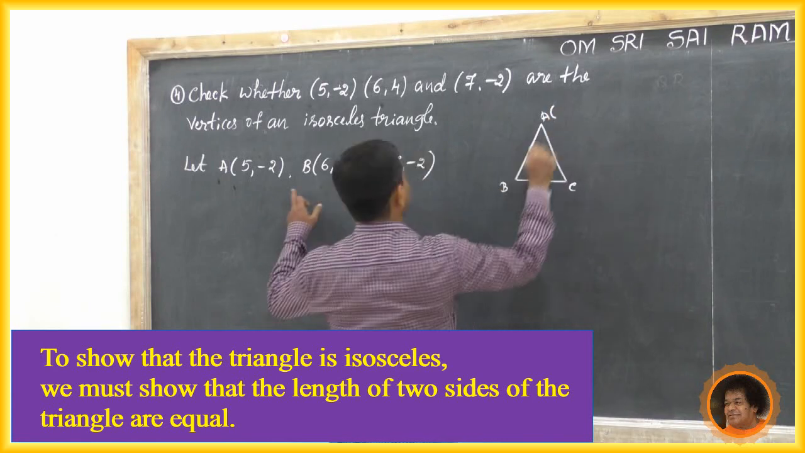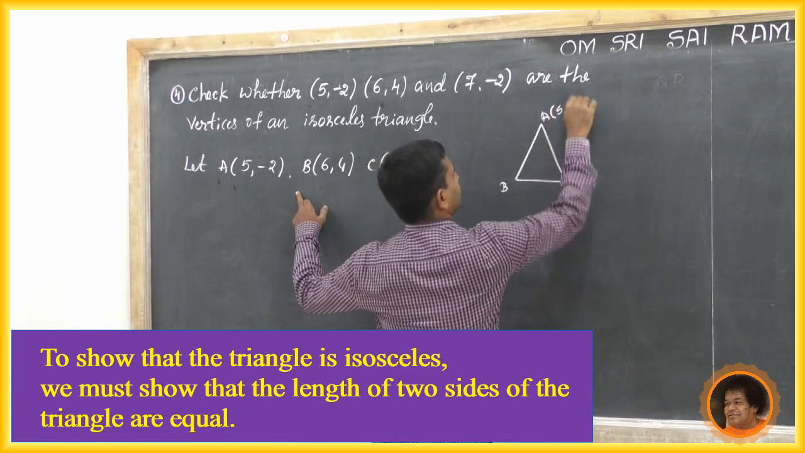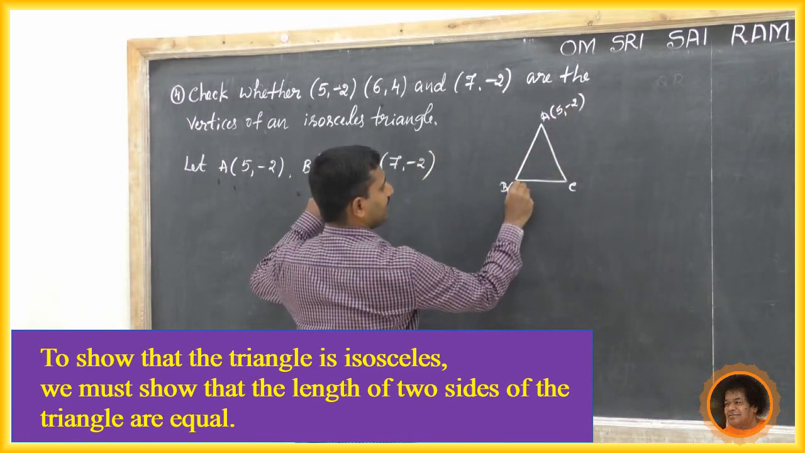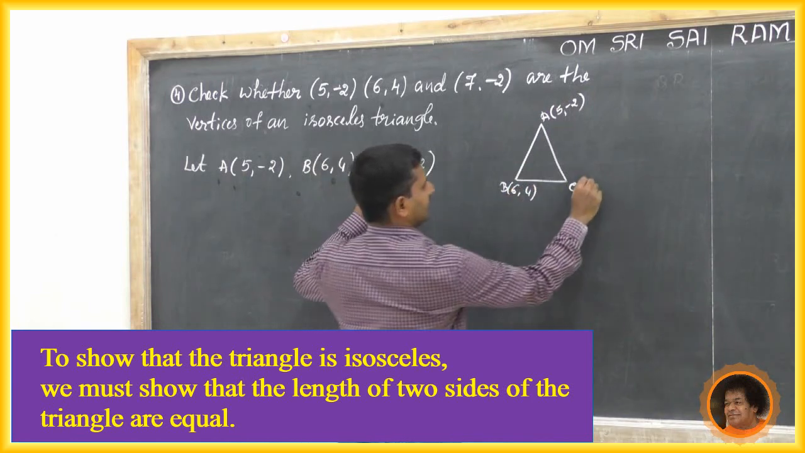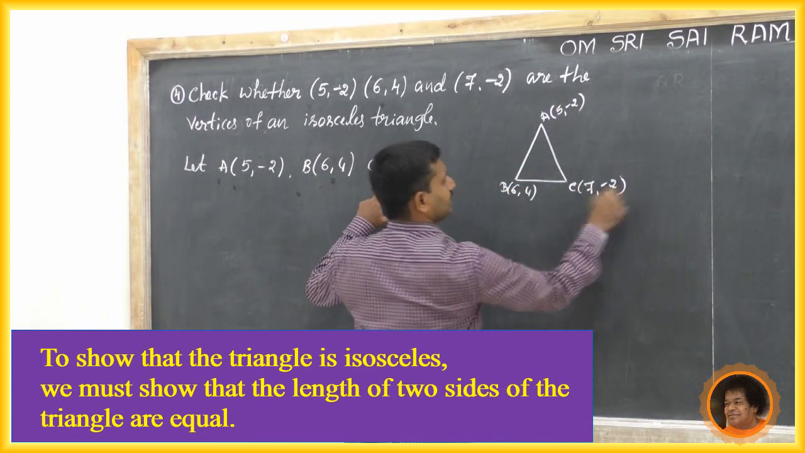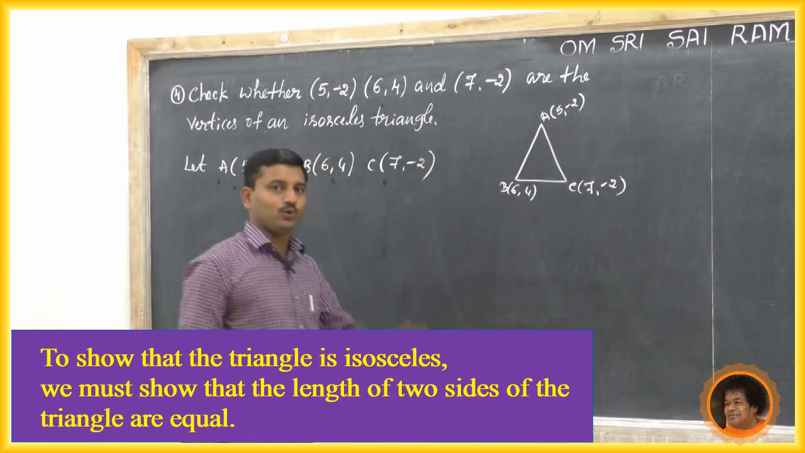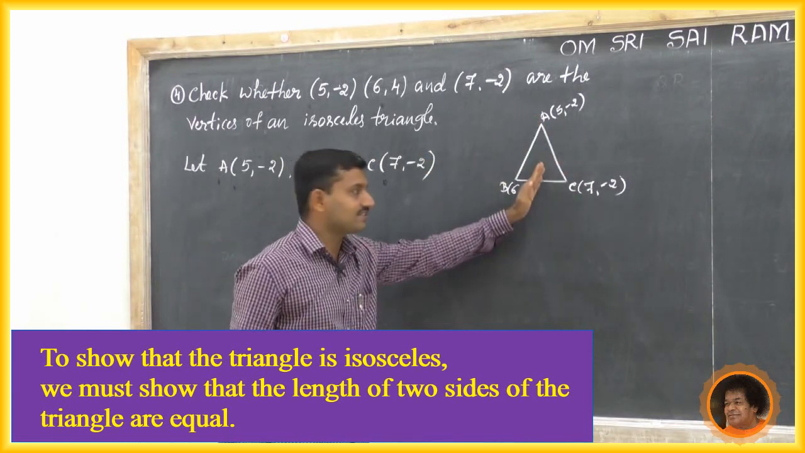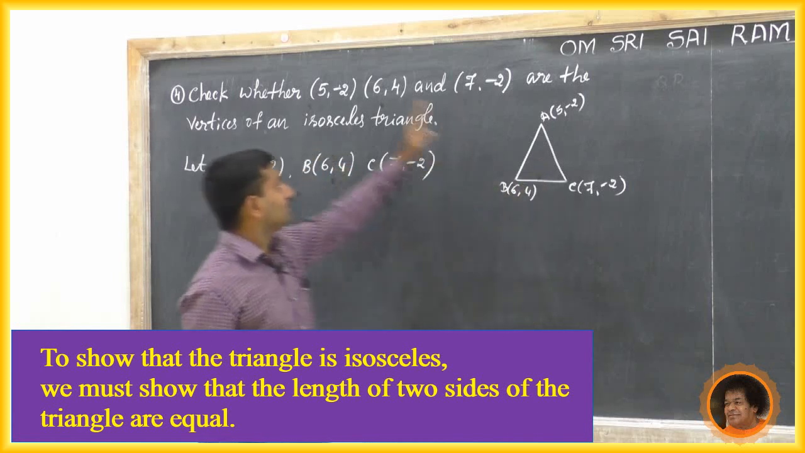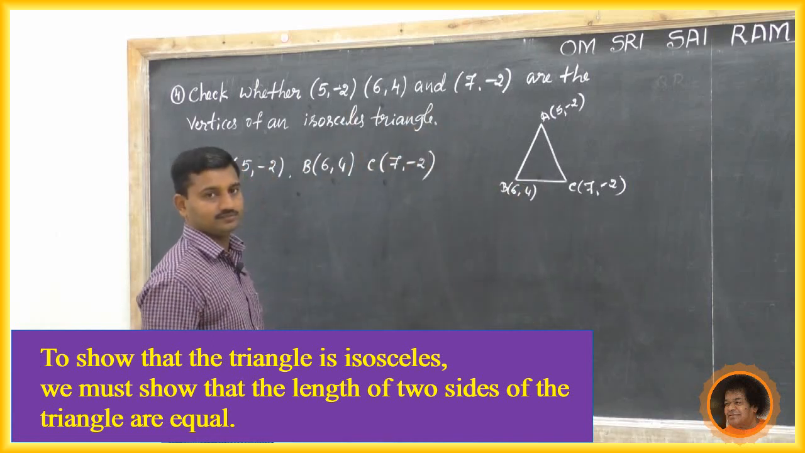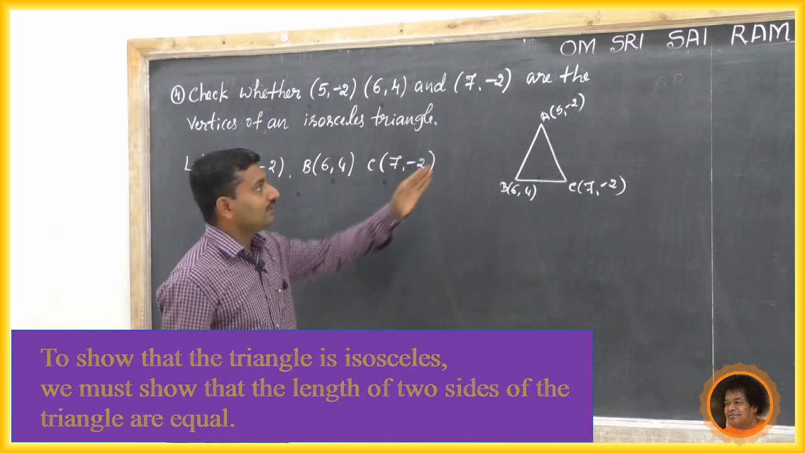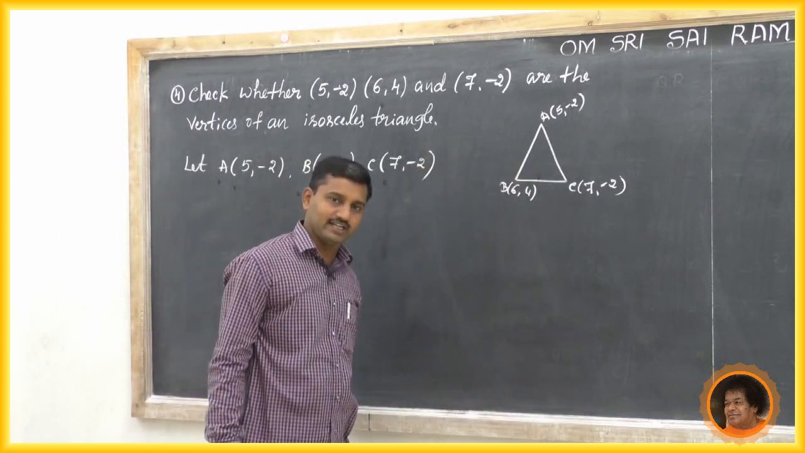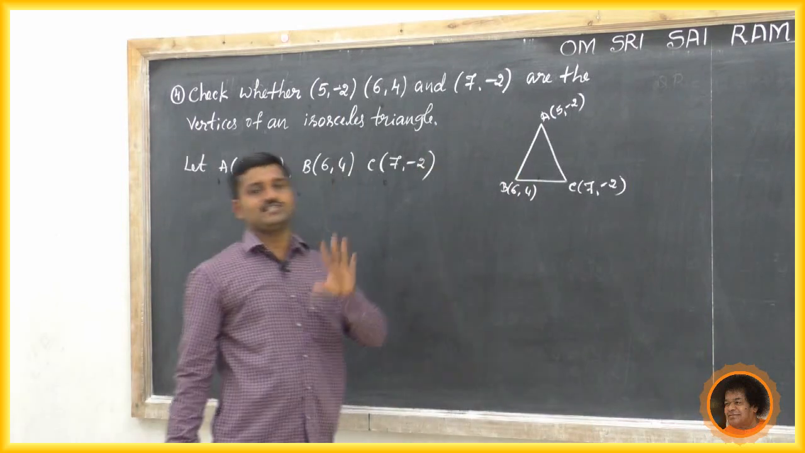Coordinates of the point A (5, -2), B (6, 4) and C (7, -2) are the three vertices. So we have to prove if any two sides are equal in this triangle, then we say that these points form an isosceles triangle. So how to prove this triangle is an isosceles triangle? You have to apply the distance formula.